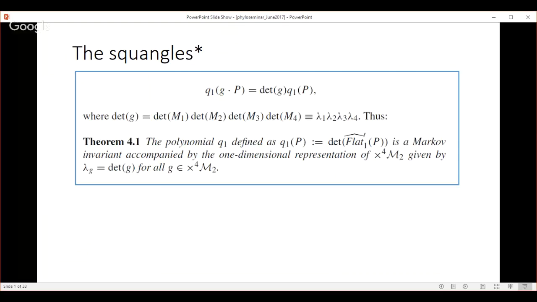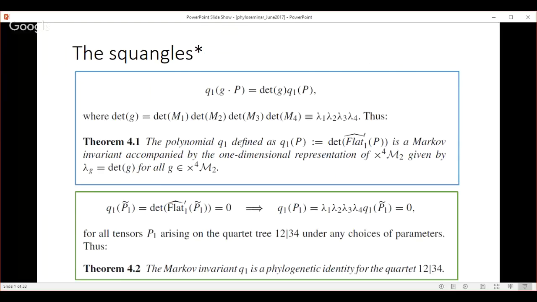And so the theorem from the paper is basically saying that I can define a Markov invariant. I'm calling it here Q1, the 1 meaning it's come from the 1, 2 versus 3, 4 flattening. I'm going to flatten my tree tensor according to this 1, 2, 3, 4 split, change it to this basis, ignore the first row and the first column, take the determinant of that. That gives me a polynomial, and that polynomial is a Markov invariant. And I'm going to get potentially three of these, one for each possible flattening that I could do.